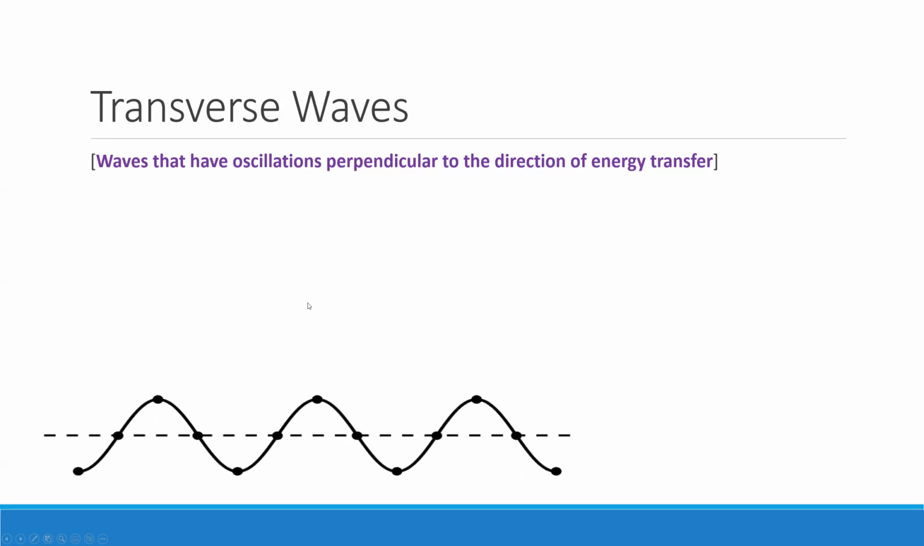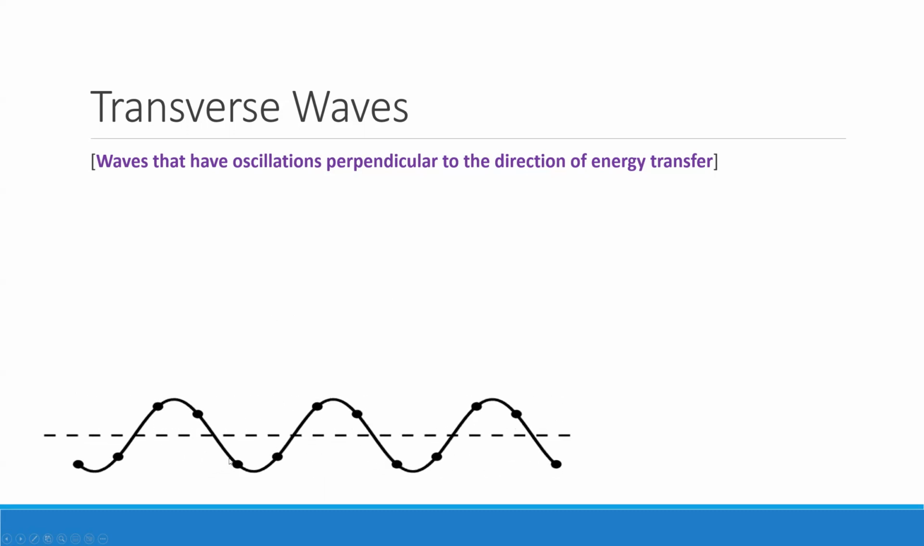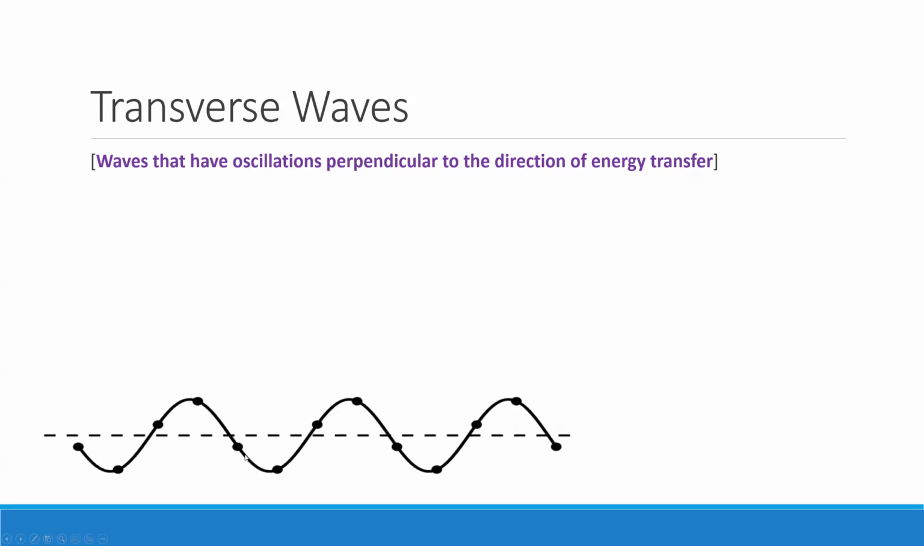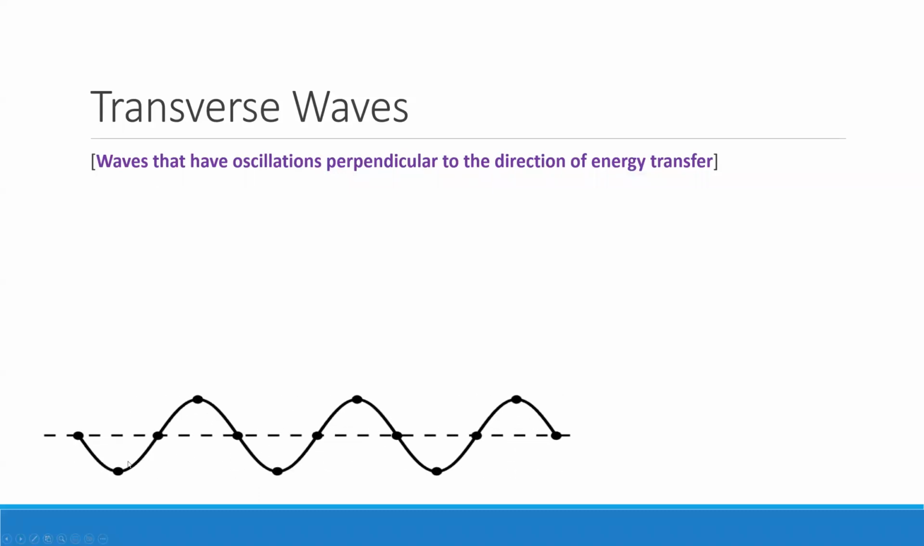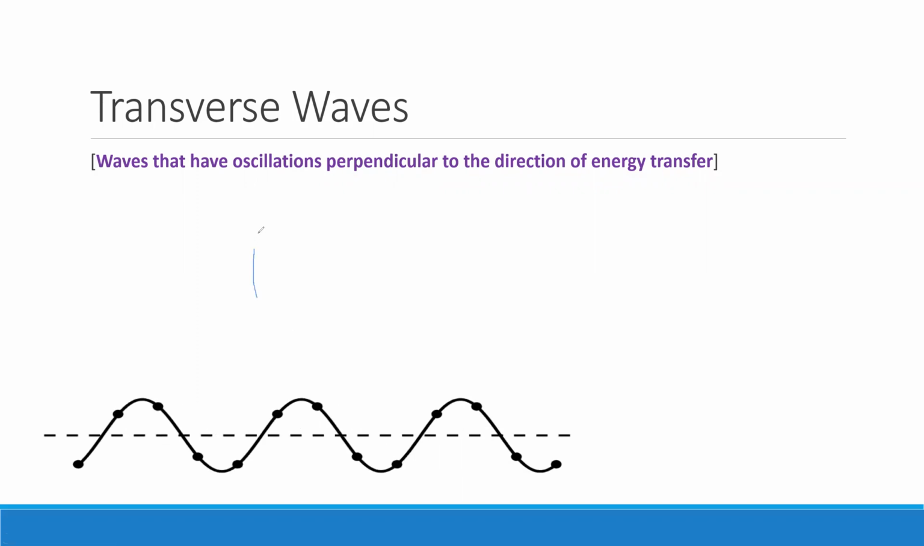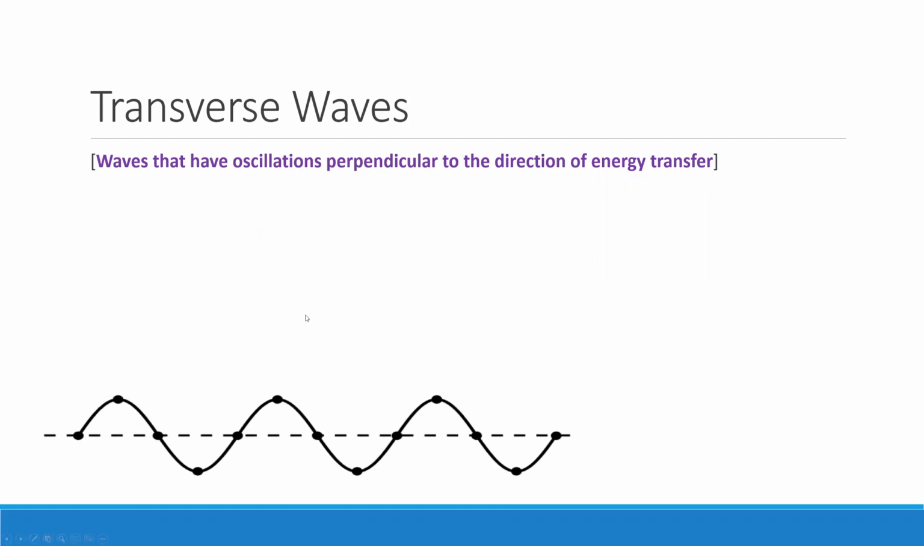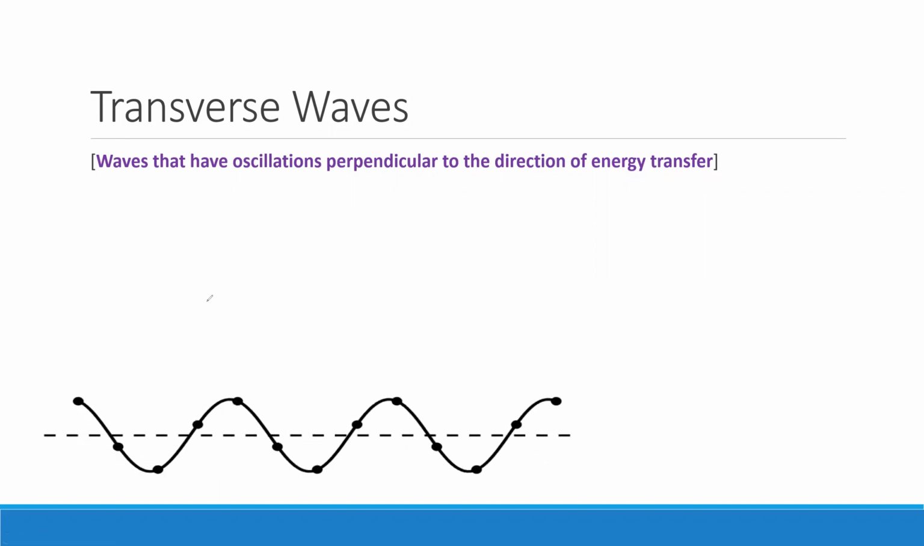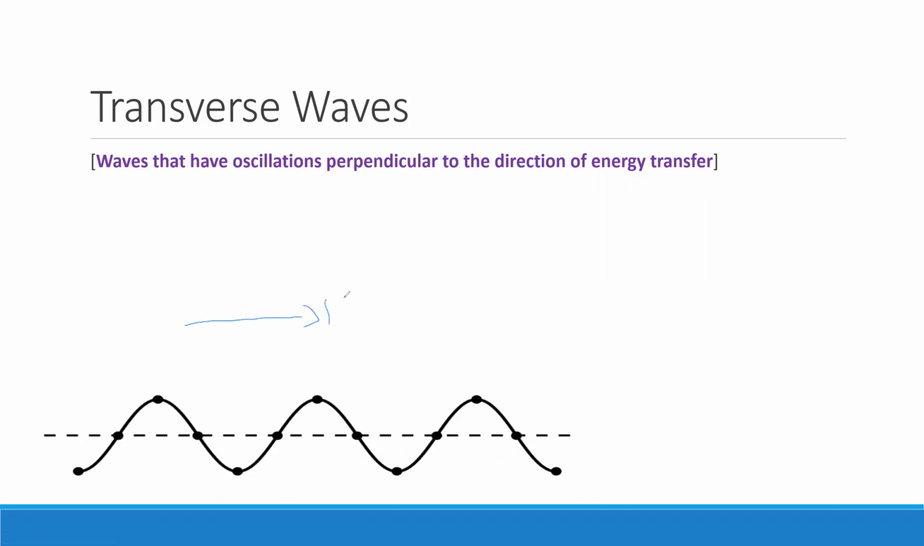So I want you to focus on one of the points on this animation below. And what you can see is that each point is oscillating up and down, up and down. So it's doing some sort of motion like this. It's going up, then it's going down, then up, then down. Whereas the entire wave is going from left to right. So the wave's energy transfer is going from left to right. So energy transfers in this direction. However, the oscillations are going up and down.